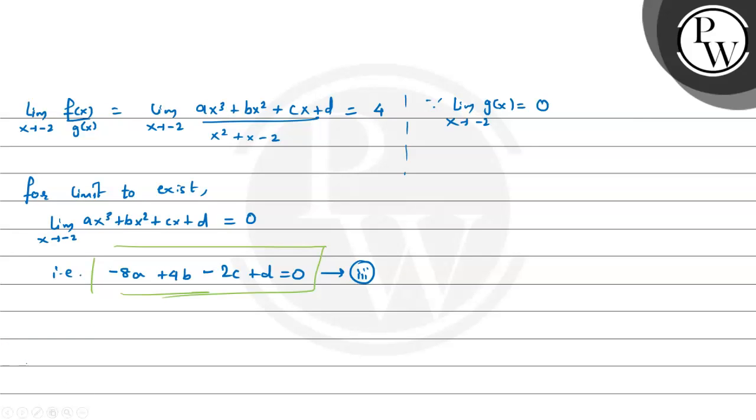Further, we can see that the limit x tends to minus 2 of f(x) by g(x) is now of the form 0 by 0 indeterminate form. So therefore we will use L'Hopital's rule here.